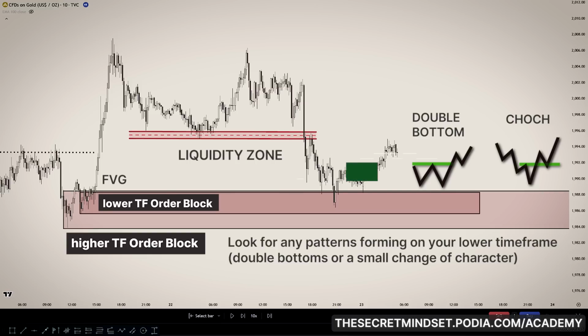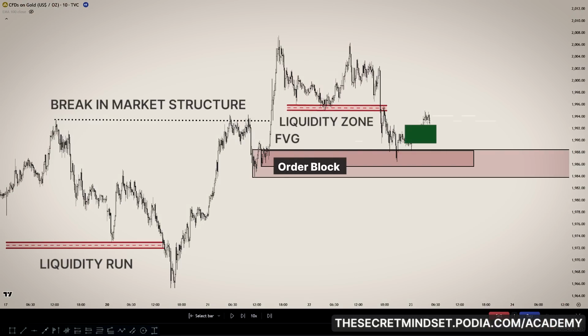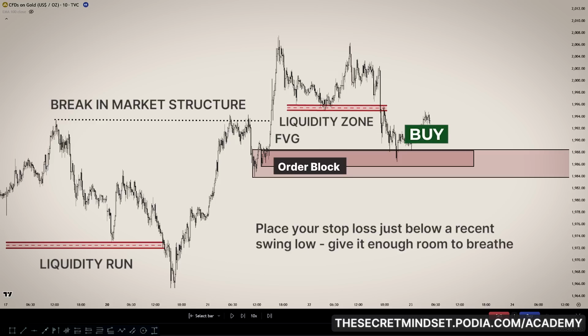Remember, the goal here is to fine-tune your entry. You're not changing your overall view of the market. You're just trying to get the best possible entry price. The plan is to enter your trade on the breakout of the lower time frame order block. For this buy order, you place your stop loss just below a recent swing low. And please give it enough room to breathe. Don't try to be too precise with your stop.